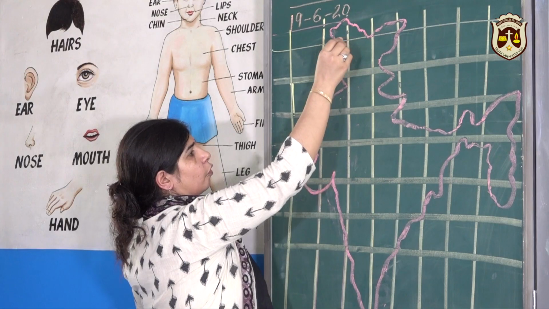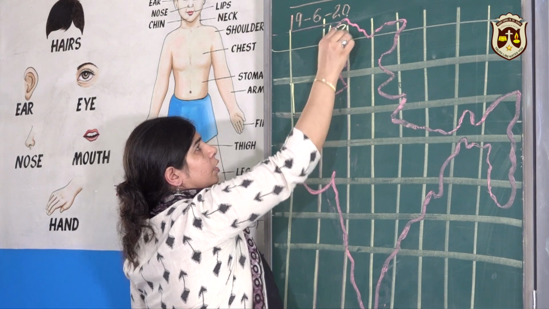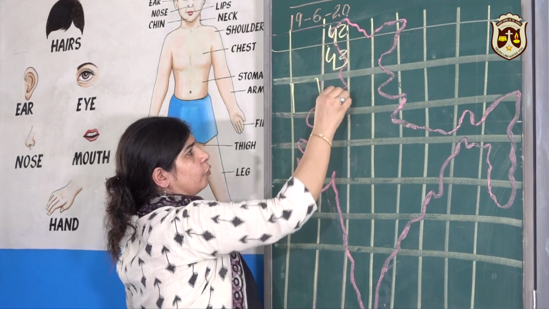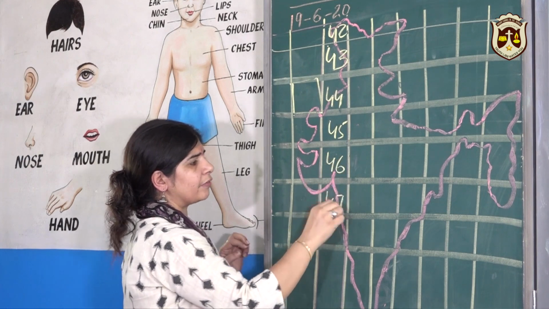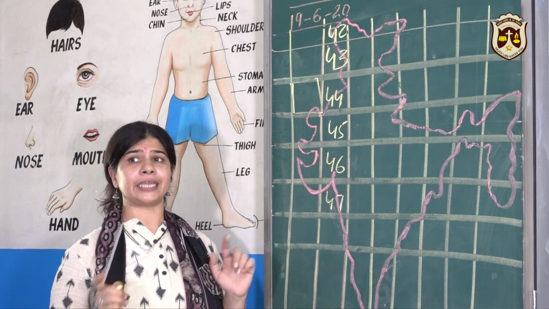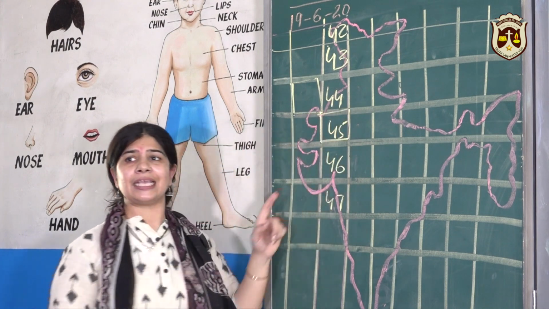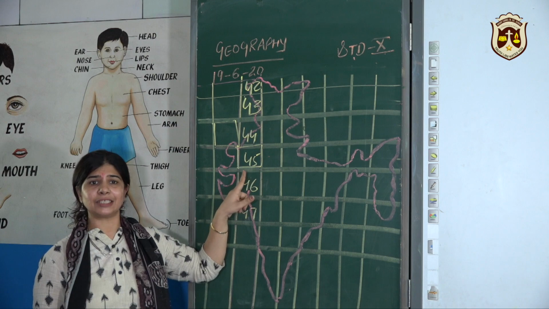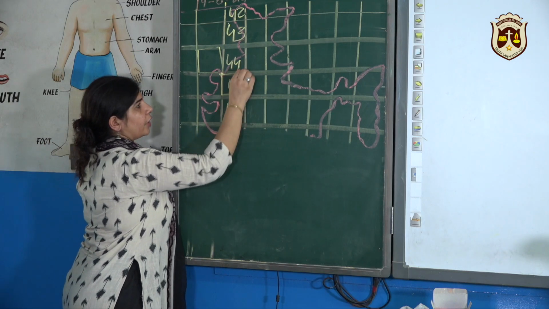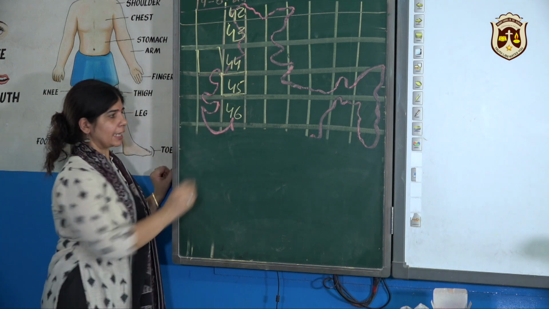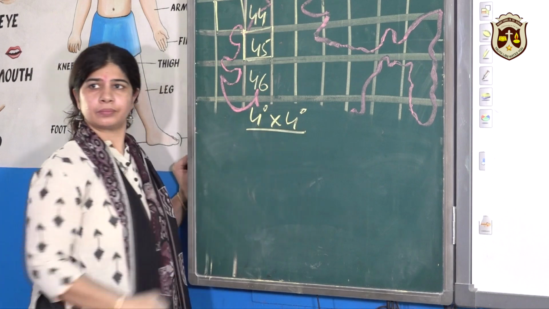These are 42, 43, 44, 45, 46, 47, like this. And in 10th standard, only this 45 number is in your syllabus. This 45 number which is in your syllabus is a 4 degree into 4 degree map.